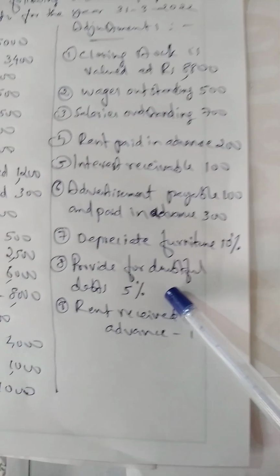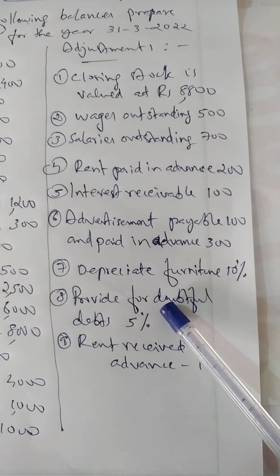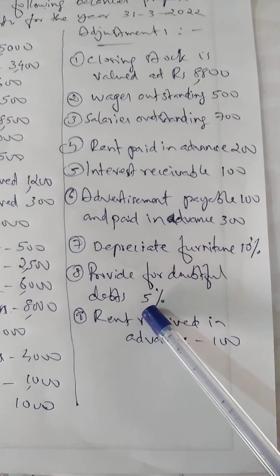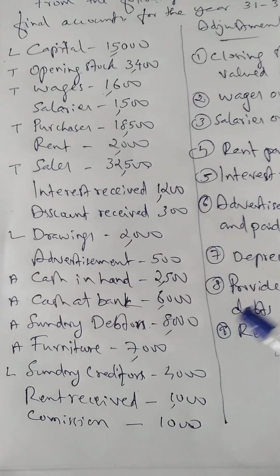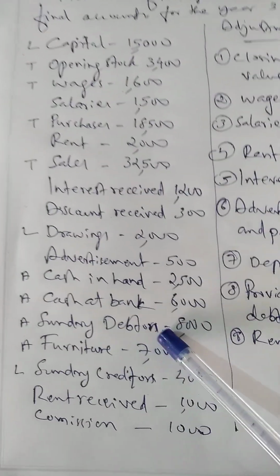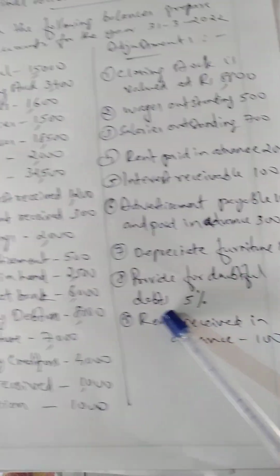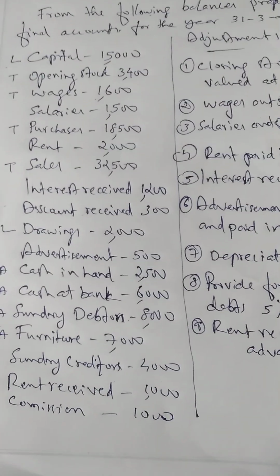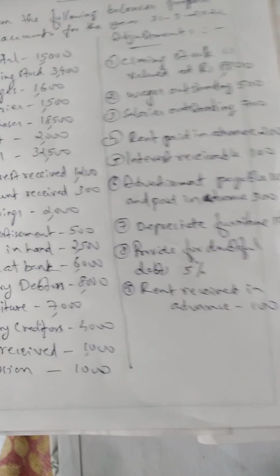What is the treatment of this provision for doubtful debt? It should be shown on the debit side of the profit and loss account. This 400 should be shown on the debit side of the profit and loss account. And while writing the sundry debtors on the asset side, deduct this 400 out of that. That means show the 8,000 in the inner column, deduct less provision for doubtful debt 400, then 7,600 will be shown in the outer column. I will make this adjustment more clear at the time of writing up the statements.